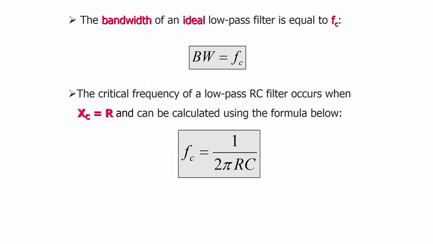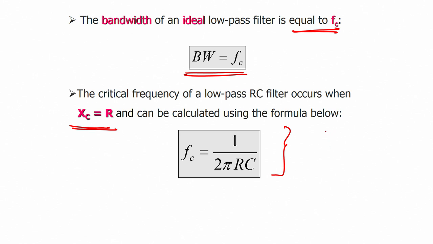The bandwidth of an ideal low pass filter is equal to Fc. So, bandwidth is equal to Fc, right. The critical frequency of a low pass filter occurs when Xc equals R and can be calculated using the formula Fc equals 1 upon 2 pi RC.